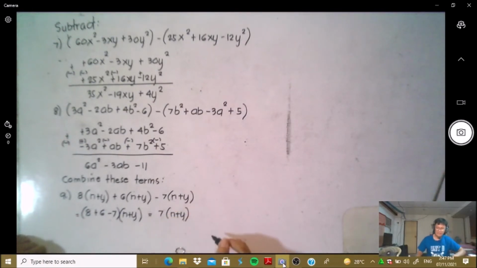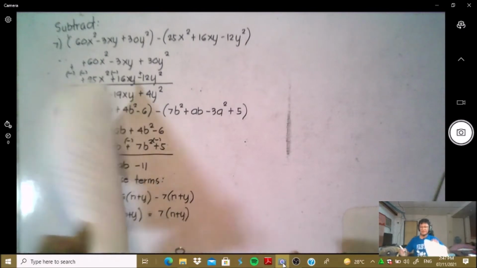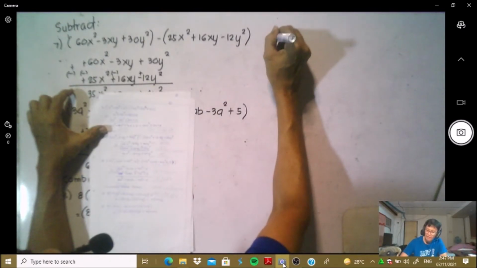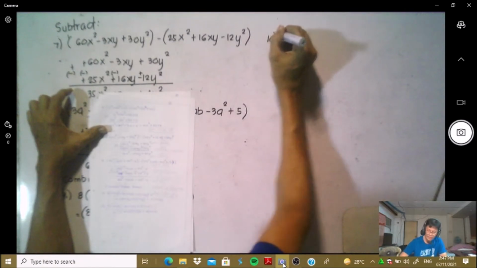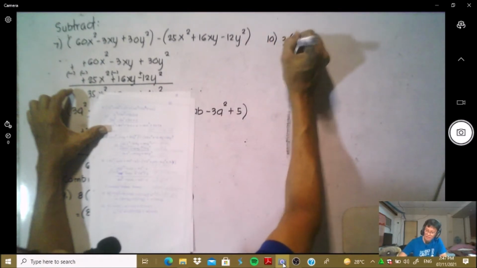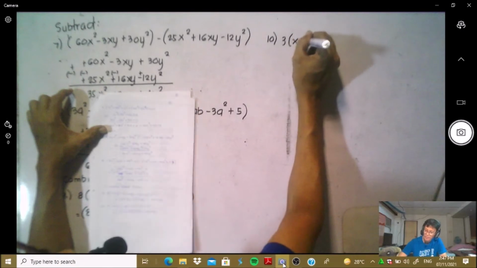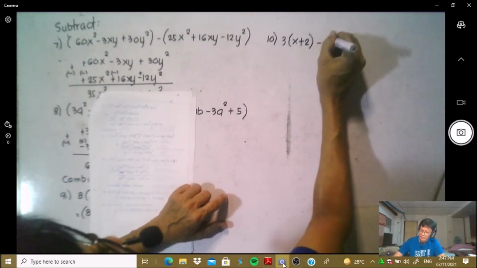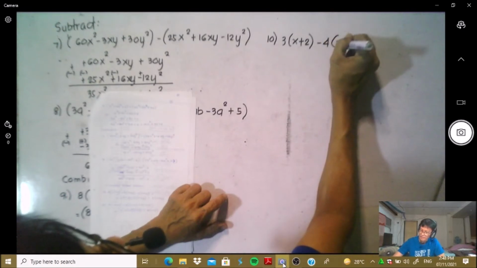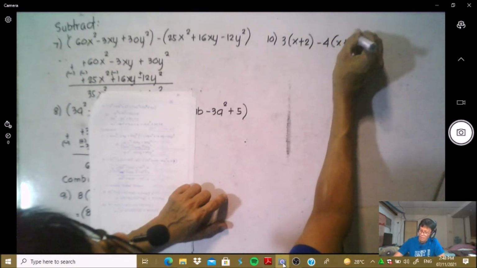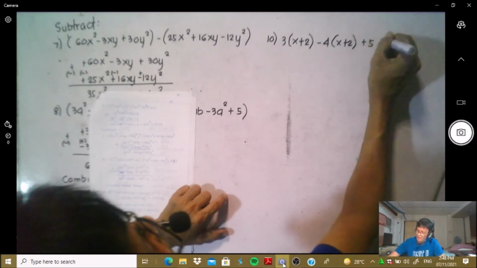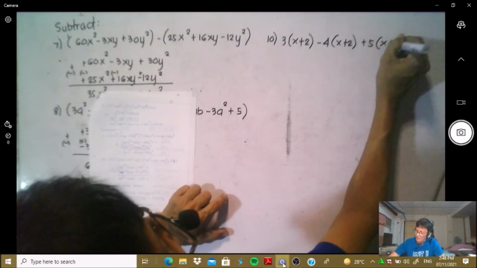Okay, for number 10, we have 3 multiplied by the quantity x plus 2, minus 4 times x plus 2, then plus 5 times x plus 2.